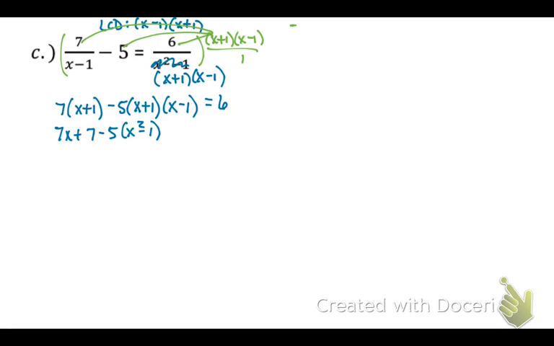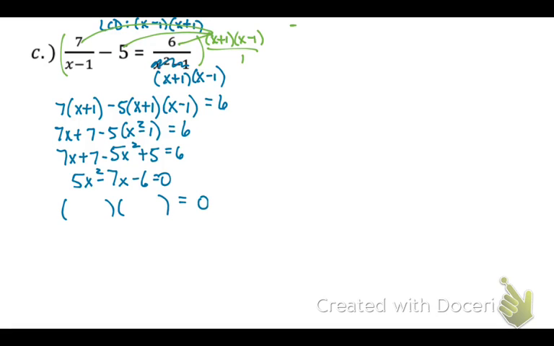First thing, I'm going to multiply x plus 1 times x minus 1. And now I'm going to distribute my 5. So I get -5x squared plus 5 equals 6. Moving everything over, well, I'm going to the right side, but I'm writing it on the left. So I get, no, I'm sorry, moving it to the right side. 5x squared minus 7x. And then 7 plus 5 is 12. Subtract it over, I get a -6.